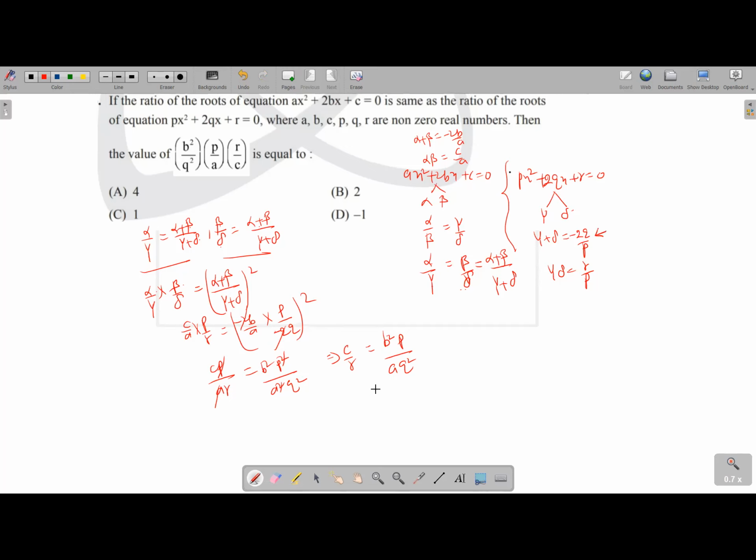Okay. Now you can see that you have to find b square by q square. So b square by q square you have b square by q square into p by a. P by a you have. Now bring r and c to the right side. R by c, that is 1. So the answer is 1.